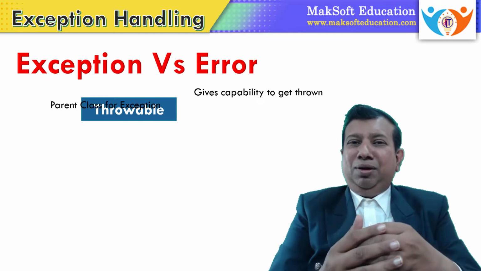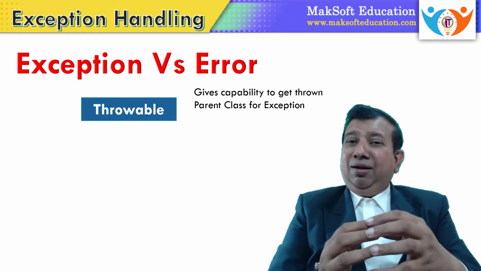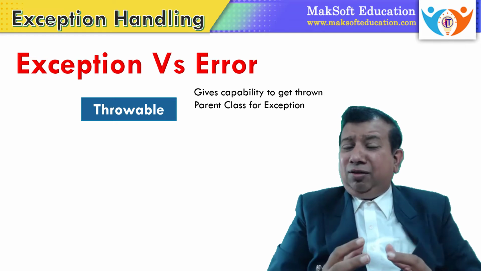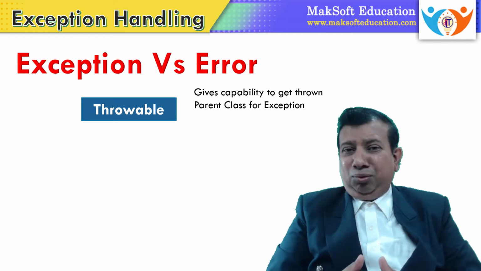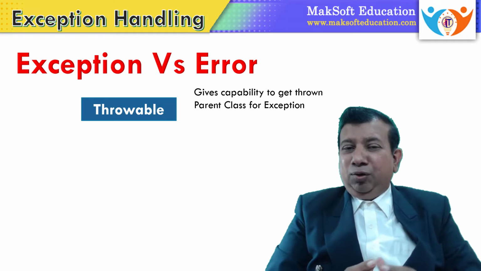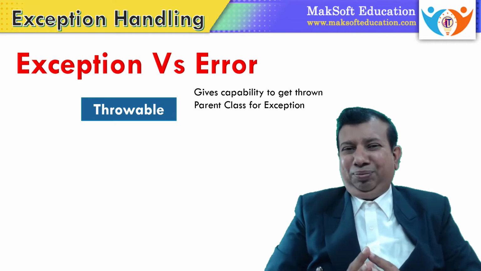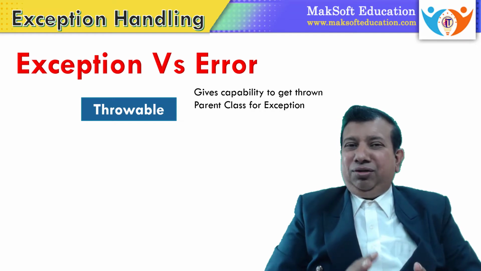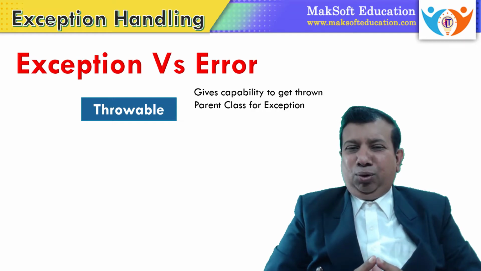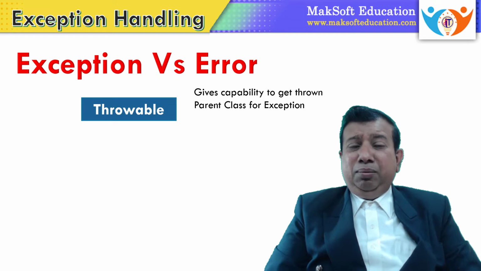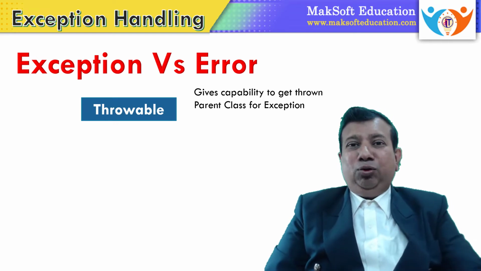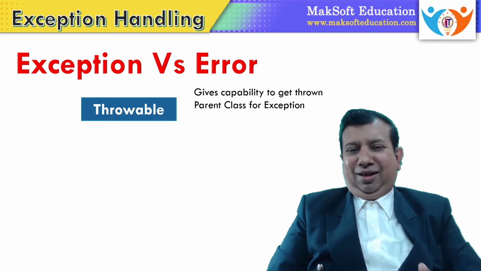What is more about the throwable class? It is a parent class for both. All exception classes are derived from throwable. Not only that, all errors are also thrown from the program, and therefore errors and exceptions are derived from the throwable class. But we cannot use the throwable class directly. Why? Because throwable class is an abstract class.